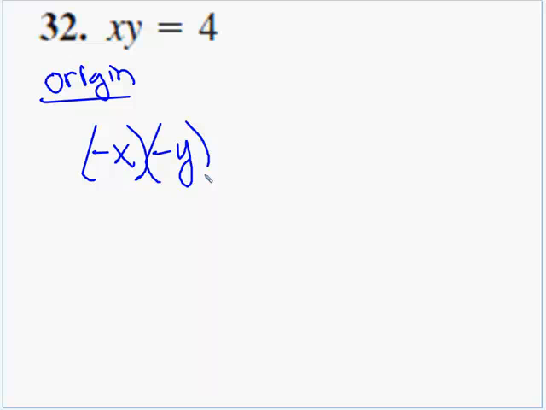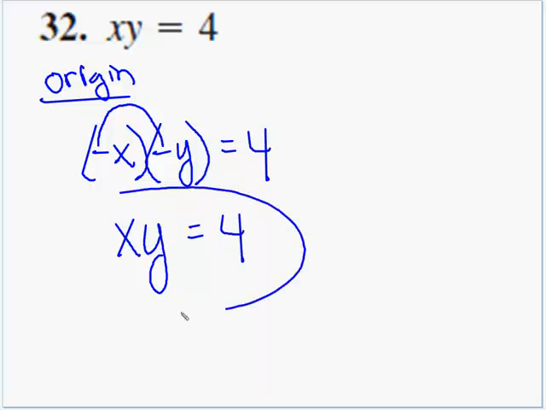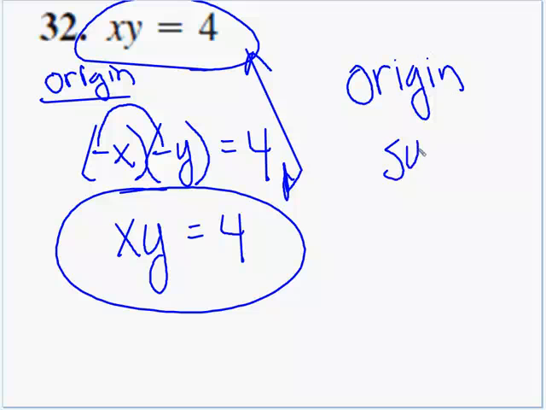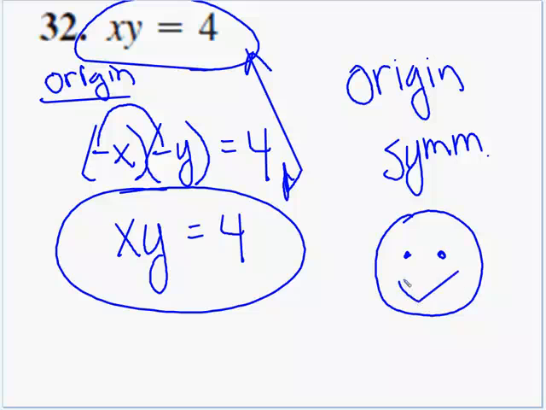Back up, there we go. So here, negative times negative is positive, x times y is xy, and that's equal to 4. Is that equivalent to what we started with? Absolutely. So we found it. We are origin symmetric. And that deserves a great big happy face. Well, that's not very happy. There we go. So those are the tests for symmetry.